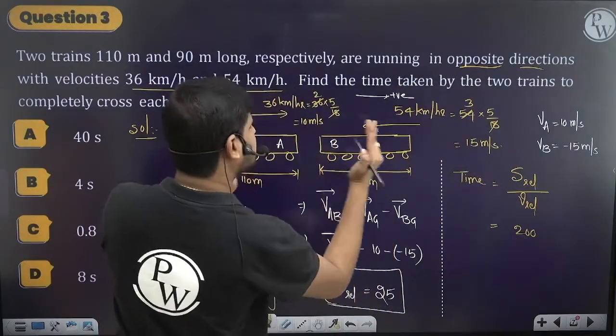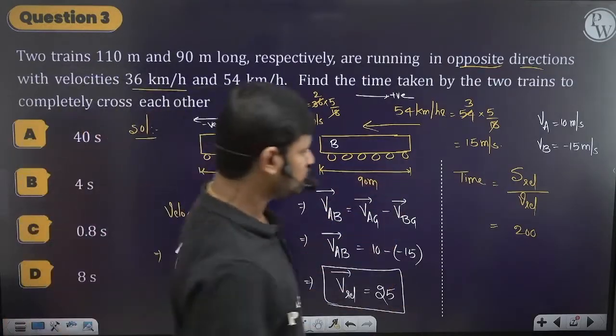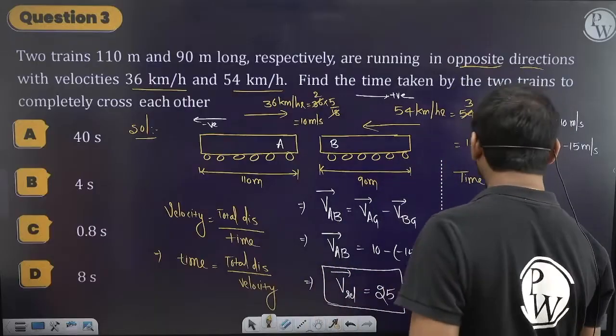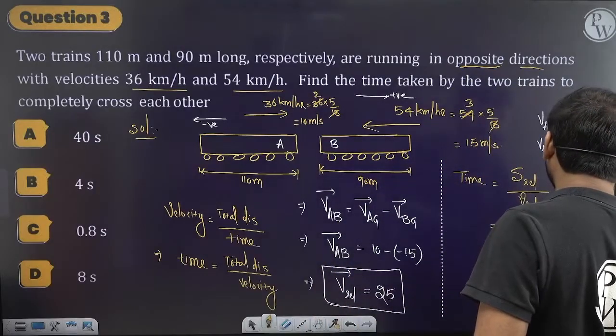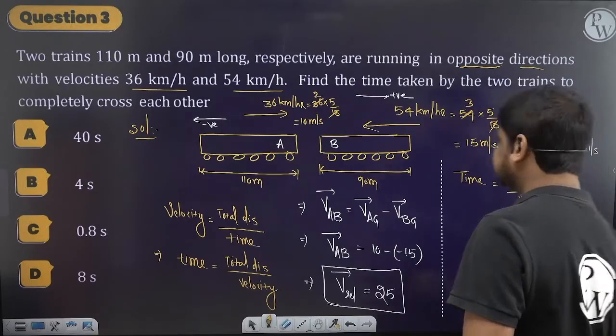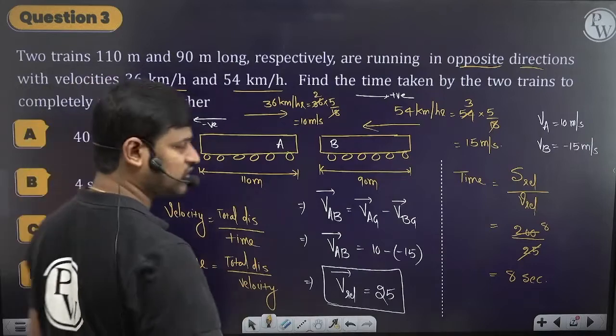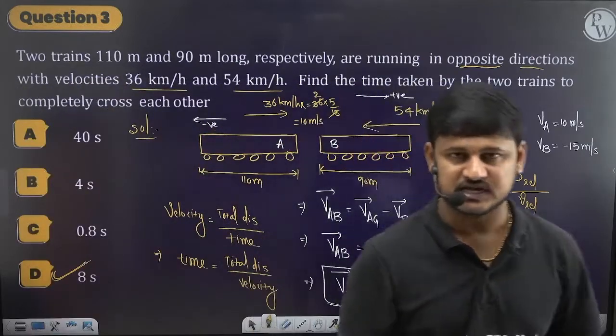When they are completely crossing each other, the total distance is going to be this one plus this. So total 200 by the V relative 25, which is 25 8 times. So it's going to be 8 seconds. In 8 seconds they completely cross each other. Option D is the correct one, guys.